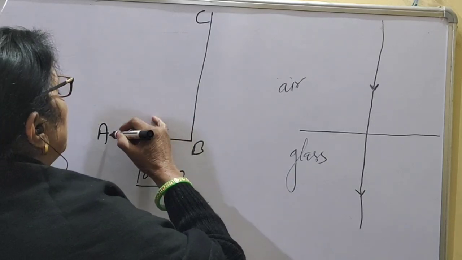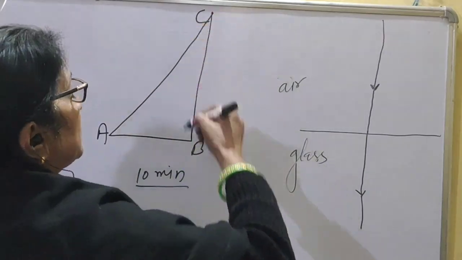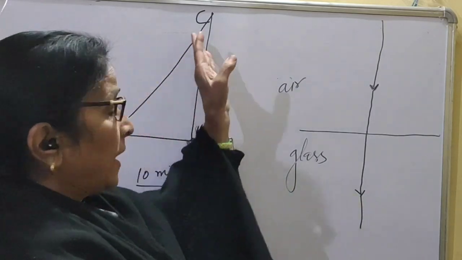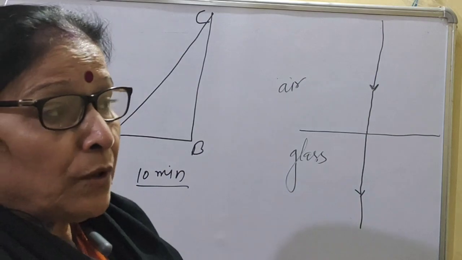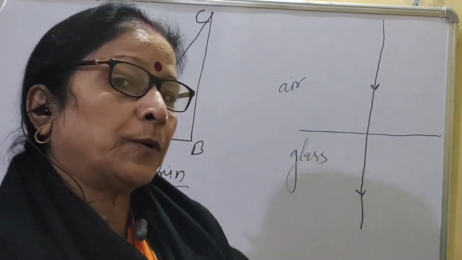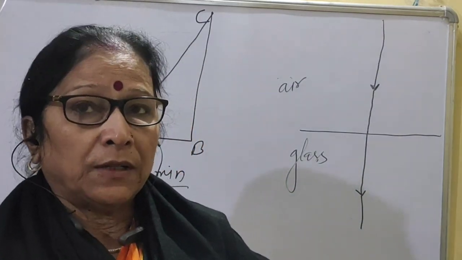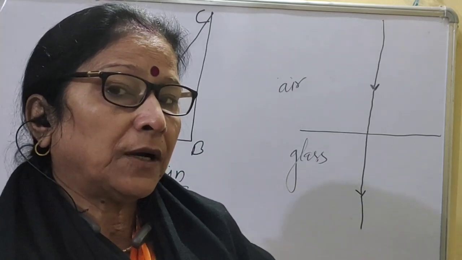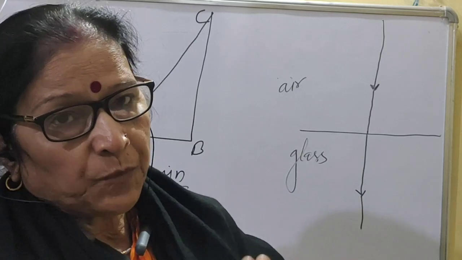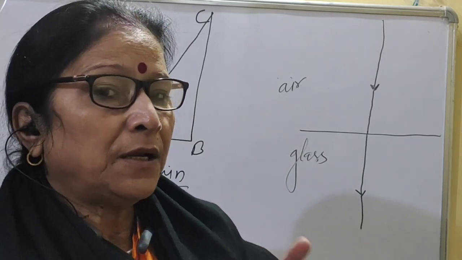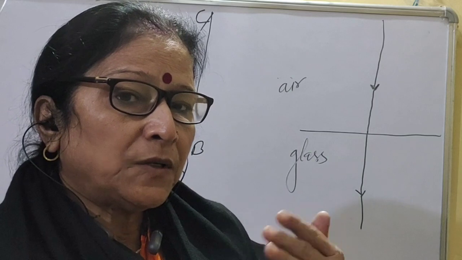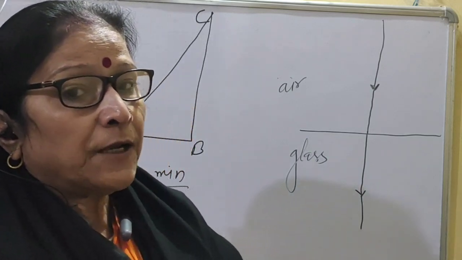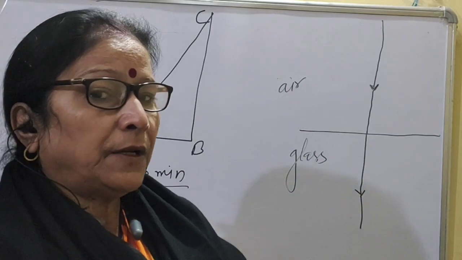So I will try to take the shorter path. This will be the shorter path. Any other path can also be a shorter path, but I will take this path. Like that, when light travels from one medium to another medium, it tries to take the shortcut path. If speed decreases, then it takes a shorter path, but when speed increases, it takes a longer path, and this is the reason for refraction of light.